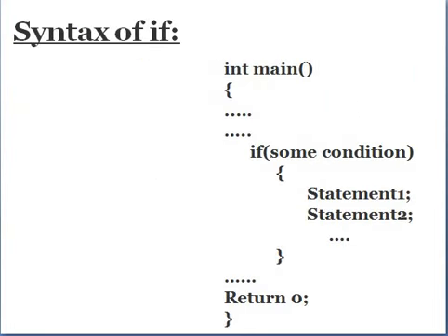Here we will see the syntax of if statement. In the main function, if statement is specified with the if keyword along with some specific condition, followed by a set of statements. If the condition is true, then control automatically goes to the block of if statement.